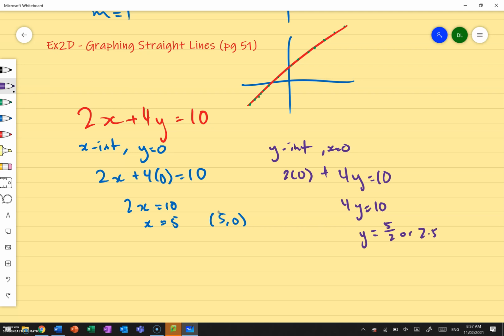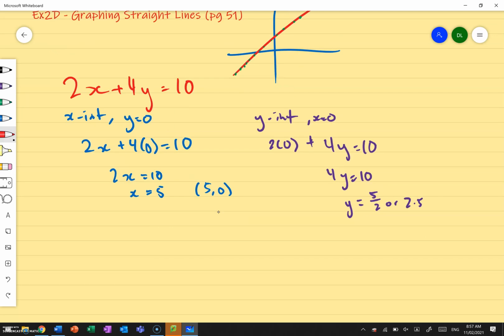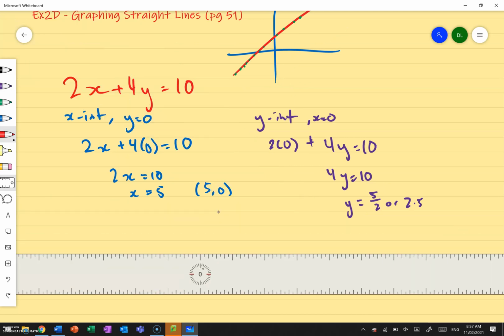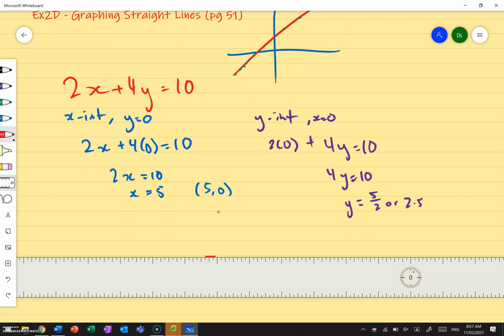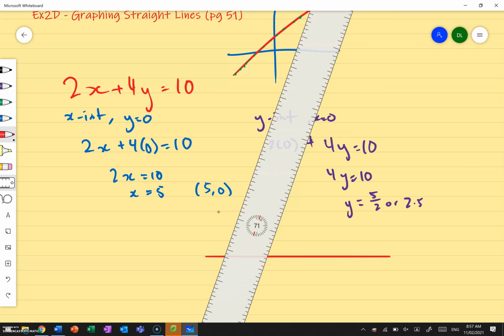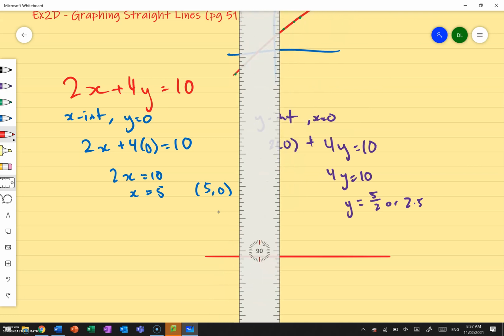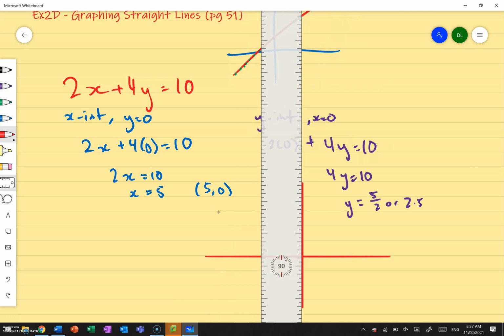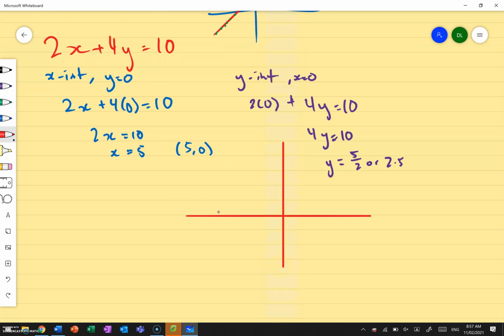All right, am I done? No, I have to actually graph it, right? So I'm going to go ahead and do a very poor rendition of a Cartesian plane. Lovely. Okay, so from here, I know that my points are (5, 0) and (0, 5 over 2). Remember that the second coordinate is our y value. I'm going to put those points in.